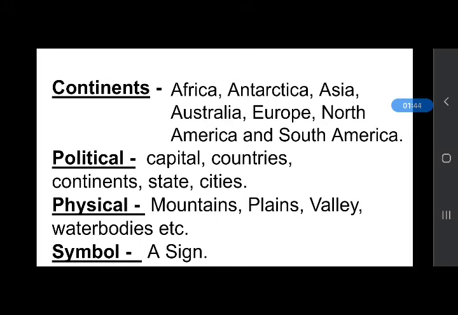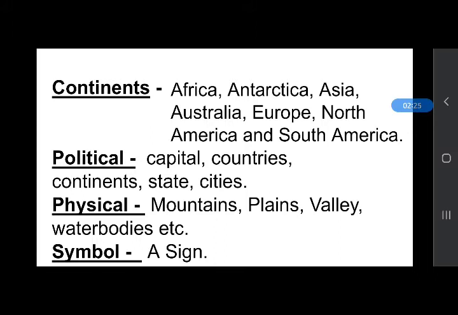And what about political? We can find some features in a political map. Which features can we find? Capitals, countries, continents, states and cities. And physical features we can find on a physical map. Physical features like mountains, plains, plateaus, valleys, water bodies and deserts. And a symbol is a sign of something. We call it a symbol.